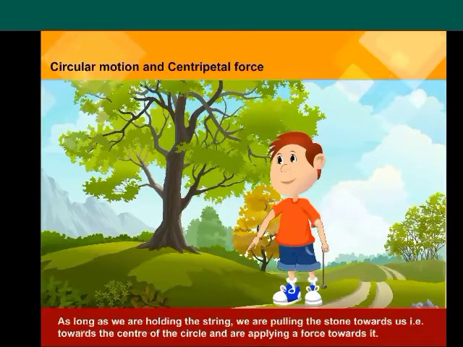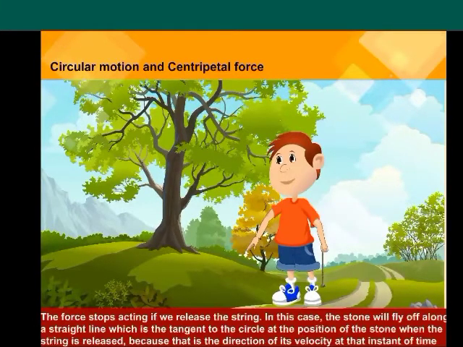As long as we are holding the string, we are pulling the stone towards us, that is, towards the center of the circle, and are applying a force towards it. The force stops acting if we release the string. In this case, the stone will fly off along a straight line, which is the tangent to the circle at the position of the stone when the string is released, because that is the direction of its velocity at that instant of time.